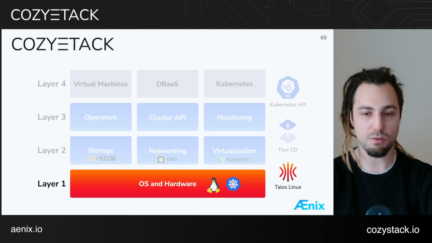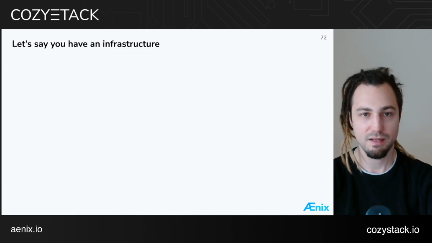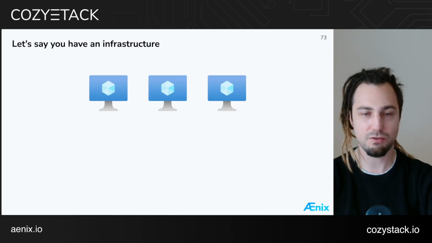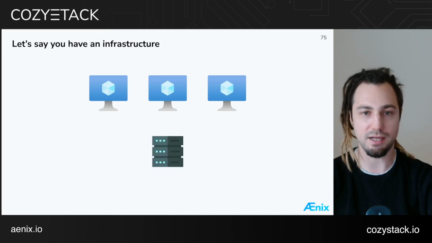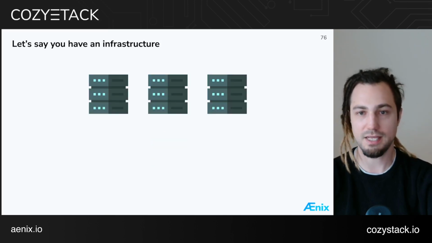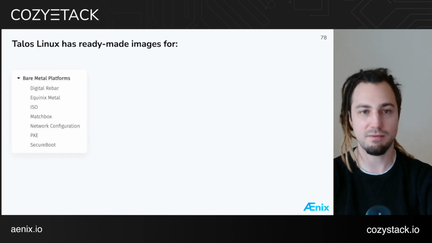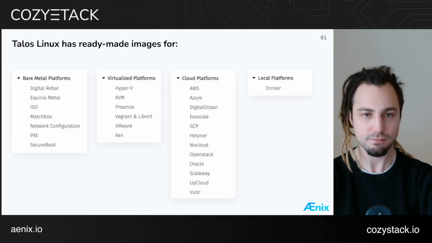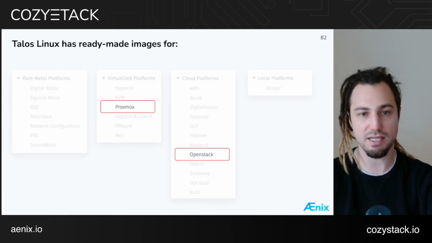Let's talk about layer 1 and Talos Linux itself. Let's switch to the next topic, hardware and operating system management. Let's say you have infrastructure. It could be virtual machines. Those virtual machines can be running in the cloud or on-prem, or they could be bare metal servers. Talos Linux has ready-made images for everything. So you can use some providers, for example, Proxmox or OpenStack. You can simply download the Talos Linux image, import it, and start using it immediately.